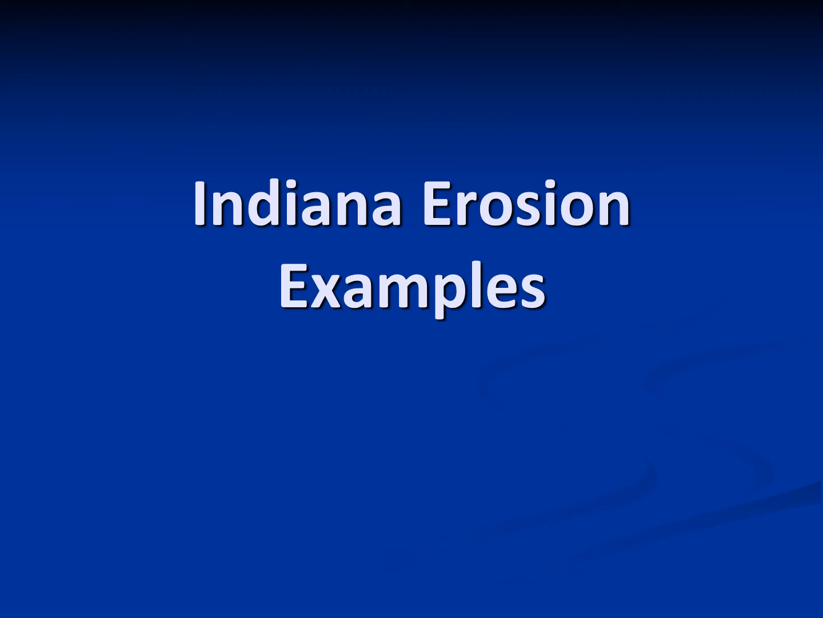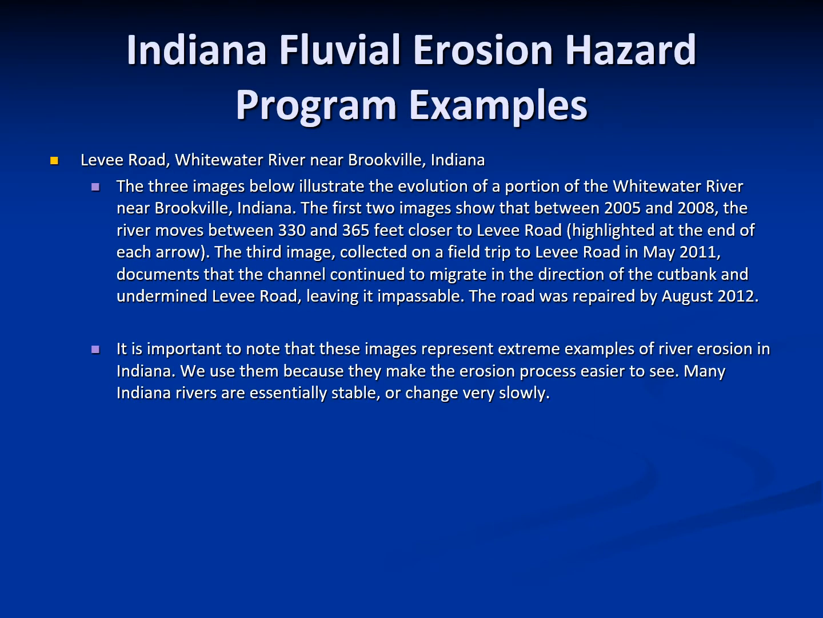There are some examples of Indiana erosion here. On Levee Road, along the Whitewater River near Brookville, Indiana, there are 3 images that illustrate the evolution of a portion of the Whitewater River. The first 2 images show that between 2005 and 2008, the river moves between 330 and 365 feet closer to Levee Road. This is highlighted at the end of each arrow. And the third image, collected on a field trip to Levee Road in May of 2011, documents that the channel continued to migrate in the direction of the cut bank and undermine Levee Road, leaving it impassable. The road was repaired by August 2012.